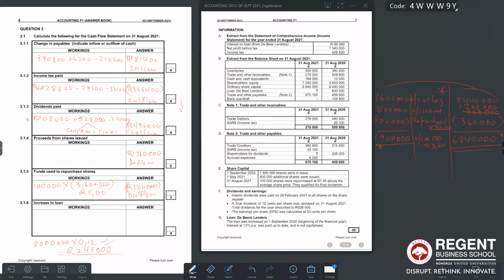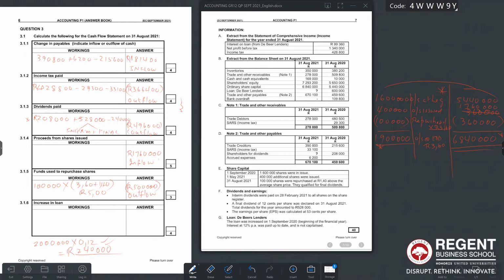I am looking at information A, interest on loan from the lenders, 99,360. The interest rate is 12% per annum. Okay, so now if I know my figure times 12%, it equals 99,360. Again, basically you're solving for X, but no problem.